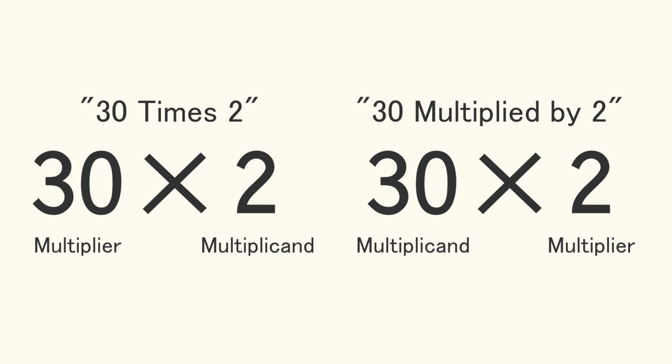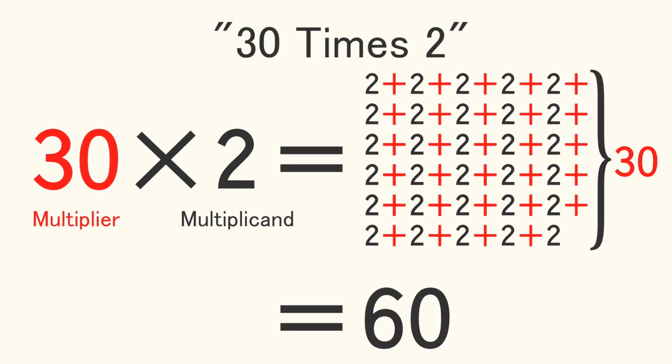When people see the expression displayed on the screen, they often say 30 times 2 in everyday English, without thinking much about which number is the multiplicand and which is the multiplier. But in this video, we will clearly define the roles and read multiplication expressions accordingly. Technically, in 30 times 2, 30 is the multiplier and 2 is the multiplicand. So we literally take 2 30 times and add it up.